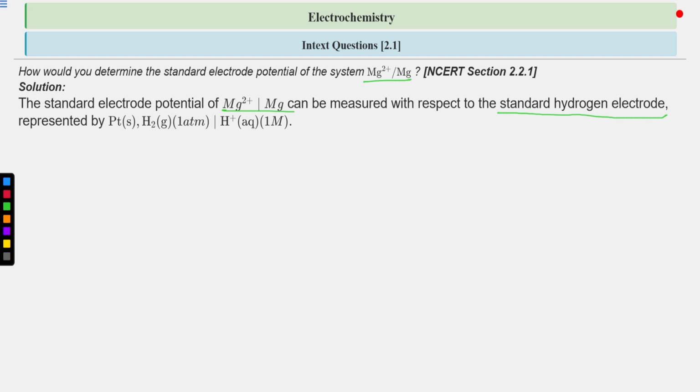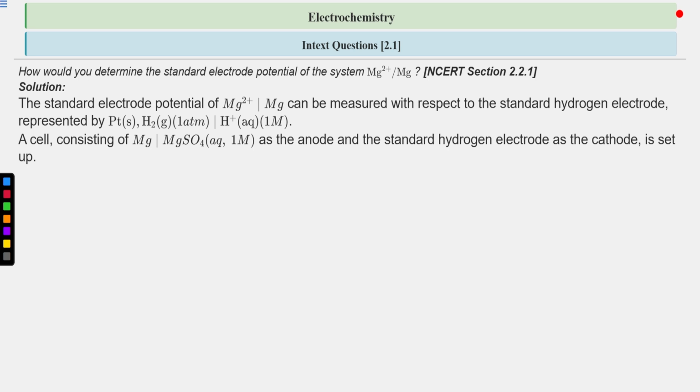Now we have only been provided one half cell, so you take the other half cell as the reference, the standard hydrogen electrode. Okay, because it will be easy, because you know the potential for this, which will be 0. So for determining the standard electrode potential of the system Mg2+ to Mg, it can be measured with respect to the standard hydrogen electrode, SHE, represented by platinum, H2, present at 1 atmosphere in the gaseous state, to H+ in the aqueous form at 1 molar concentration. This is just the representation of SHE.